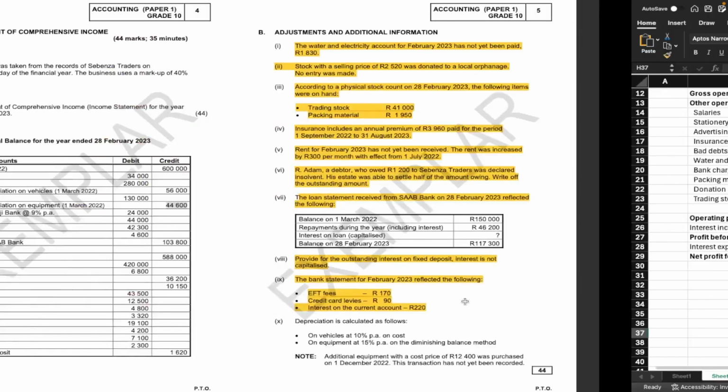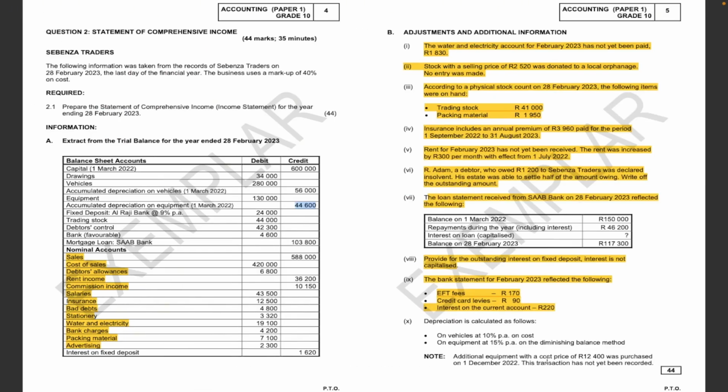So, is there anything else? Well, we're told that an additional equipment with a cost price of 12,400 rand was purchased on the 1st of December 2022. The transaction has not yet been recorded.